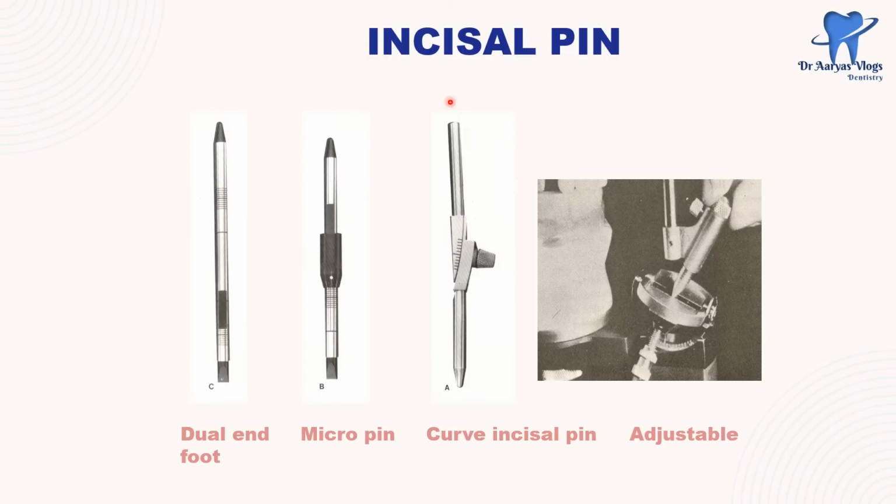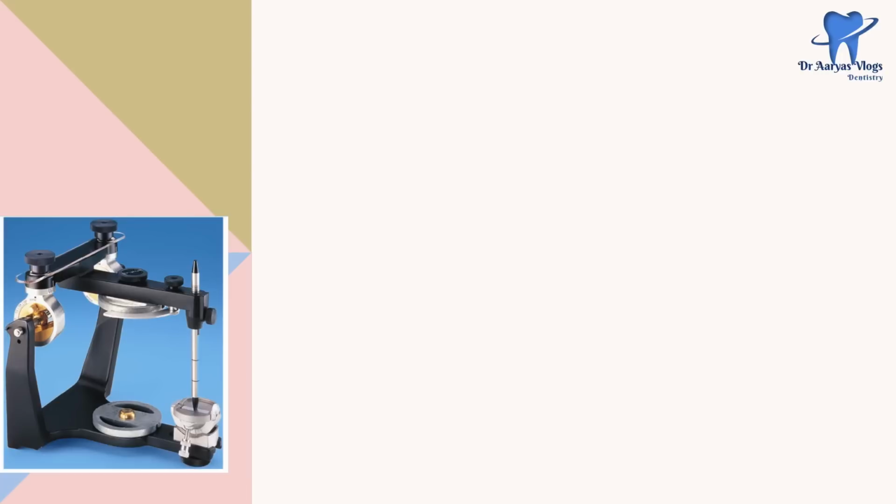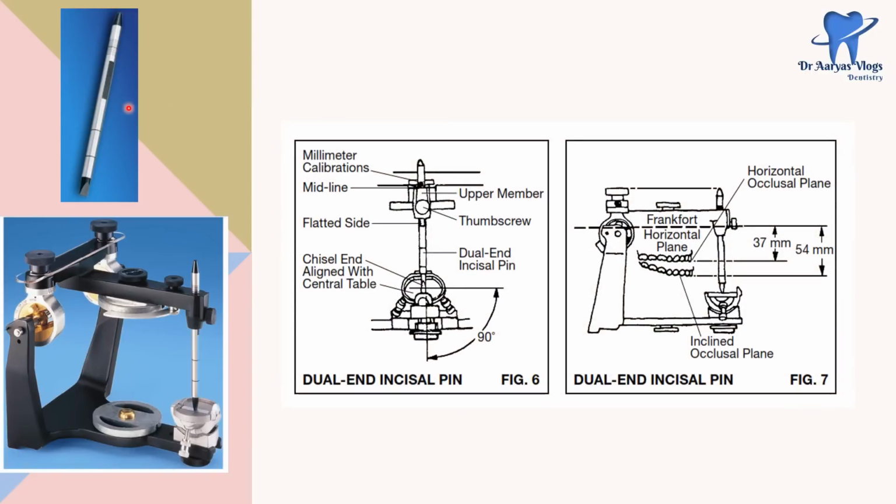And this is the incisal pin. There are various types of incisal pins. This is the dual end foot incisal pin. This is the micro pin. This is the curve incisal pin. And this is the adjustable incisal pin. And this is the incisal gate pin. Here, this is the incisal pin, and this is a dual end incisal pin.